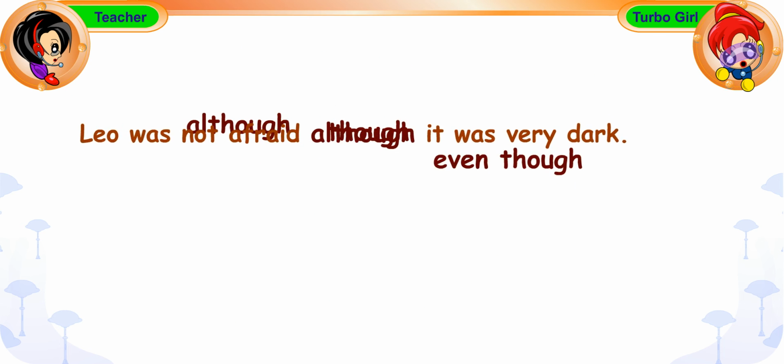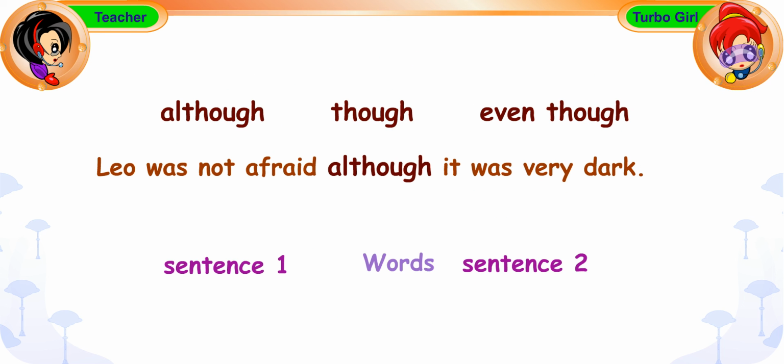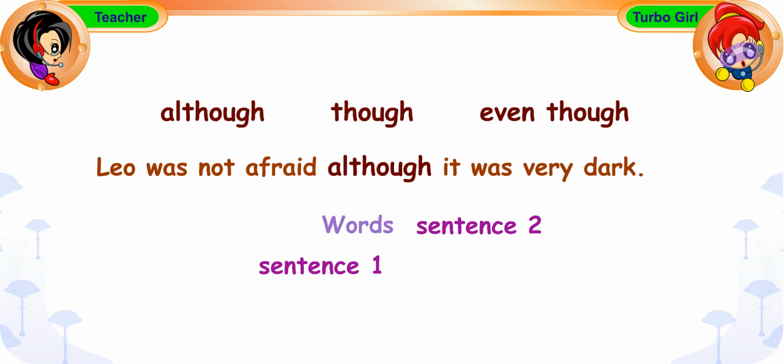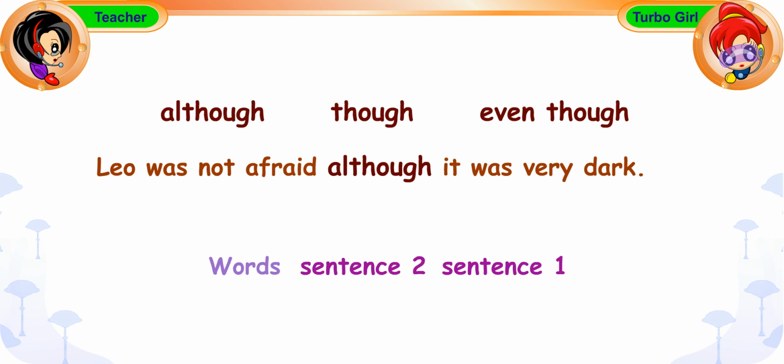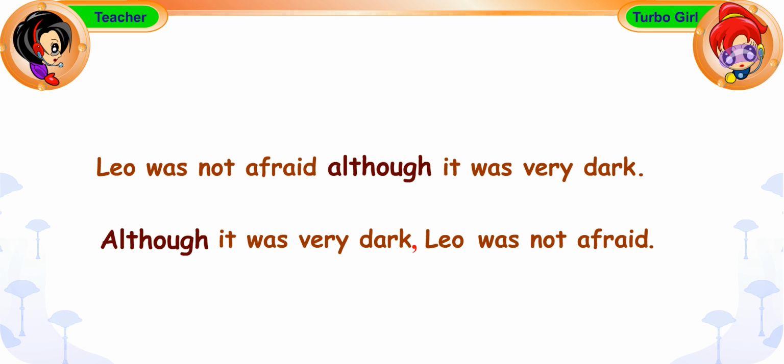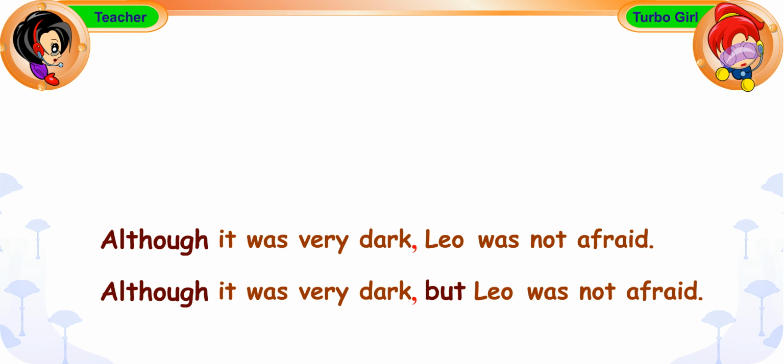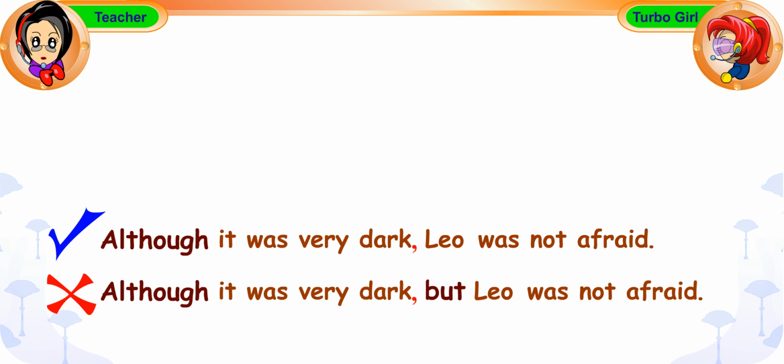When we use the words although, though, and even though, we can move these words and the sentence after them to the beginning of the sentence. For example, although it was very dark, Leo was not afraid. When we do so, we must remember to add a comma in between the 2 clauses. Finally, although it was very dark, but Leo was not afraid is incorrect. We cannot use both although and but in a sentence. Well done, Turbo Girl.